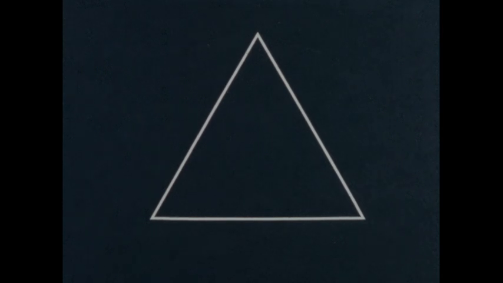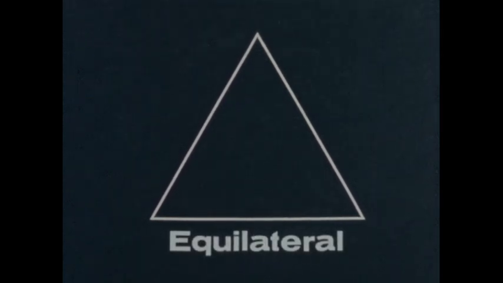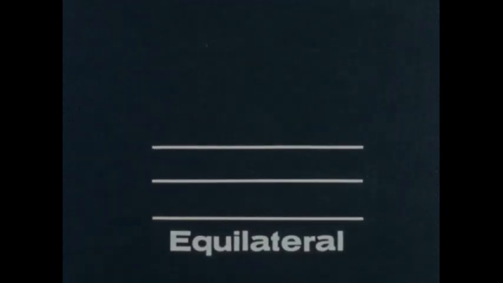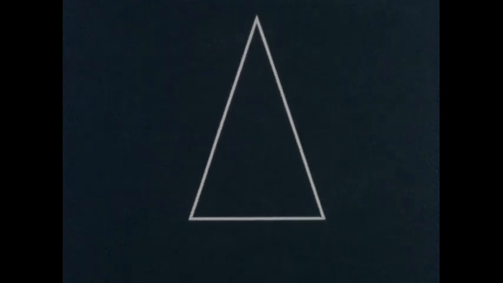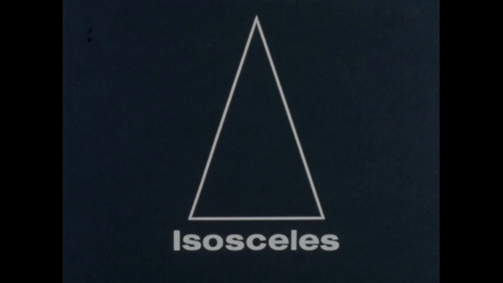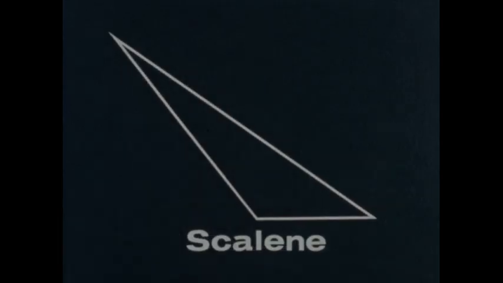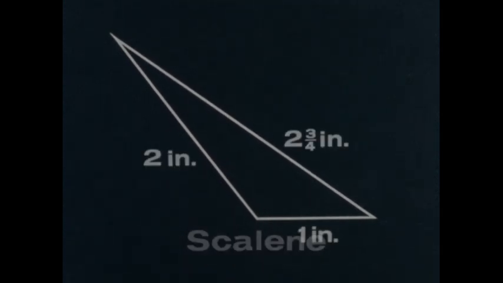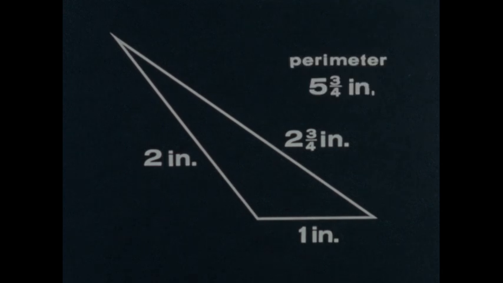We can identify triangles by relationships among their sides. In an equilateral triangle, the 3 sides are equal. With 2 equal sides, we can form an isosceles triangle. A scalene triangle has no 2 equal sides. The perimeter of any triangle is the sum of the lengths of the sides of the triangle.